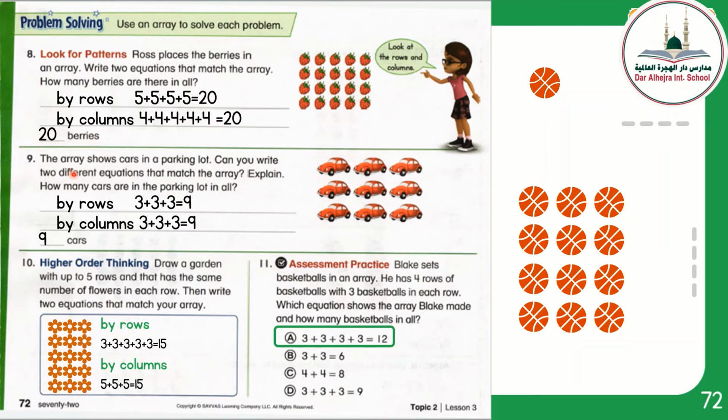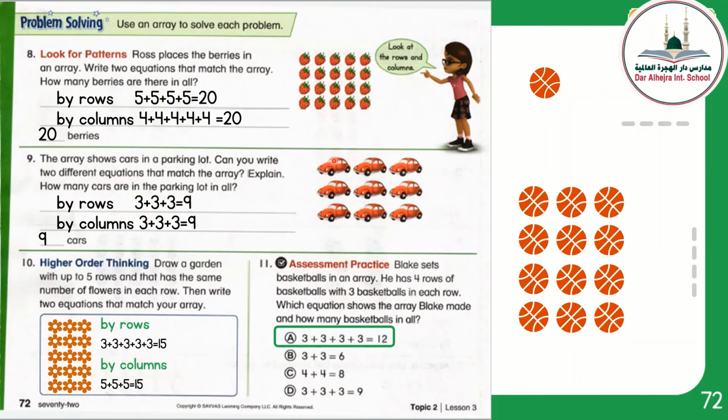Next, the array shows cars in a parking lot. Here we have another array, and the cars are in a parking lot. Can you write two different equations that match the array? Explain. Again we need to write equations, and we already know we are adding them by rows and by columns. So here we can explain how many cars are in the parking lot. Finally we can know the total number of cars is 9.